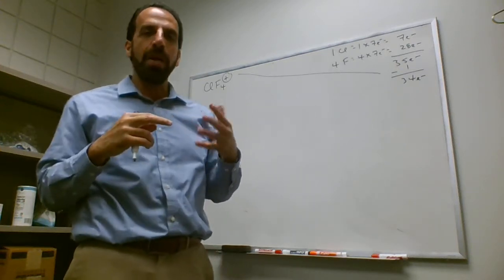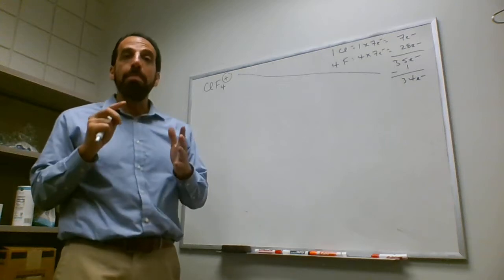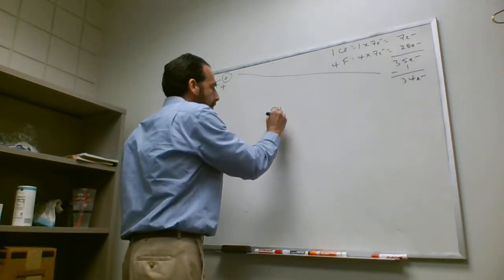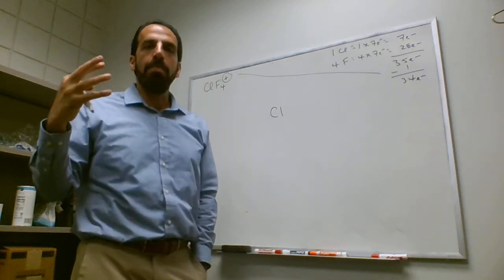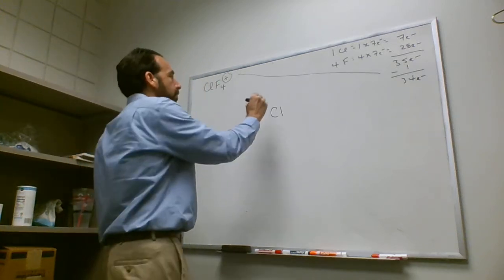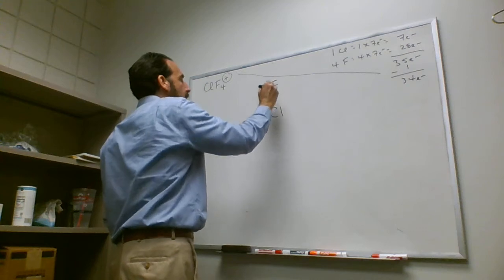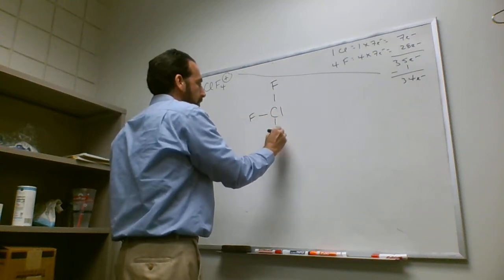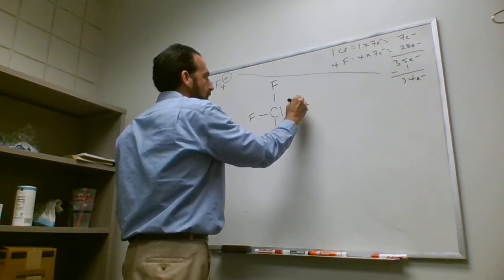We've got to determine the central atom. Normally the central atom is the one by itself. So in this case, it's going to be chlorine. So let's put chlorine in the middle, and then we're going to draw single bonds around the fluorine. So I'm going to kind of draw it like this.